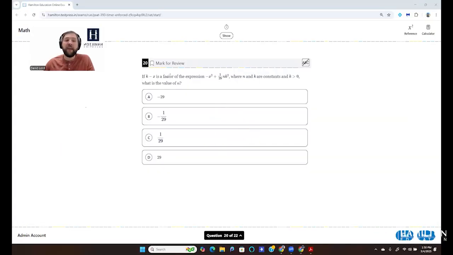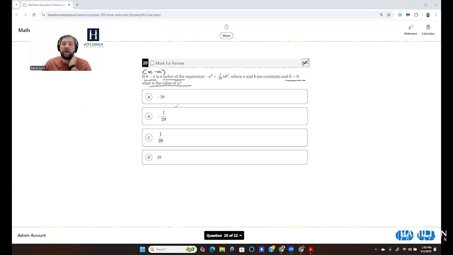Question 20. If k minus x is a factor, well, that's kind of confusing because normally we write factors as x minus the number. So it's a little reverse of what we normally do. Of the quadratic negative x squared plus (1/29)nk squared, where n and k are constants and k is greater than 0, what is the value of n?